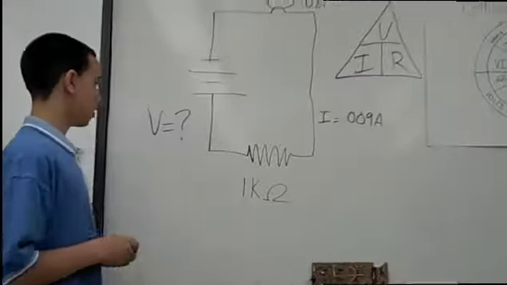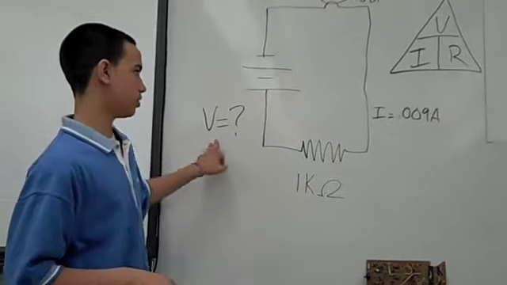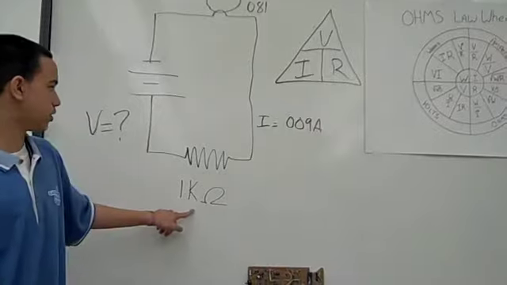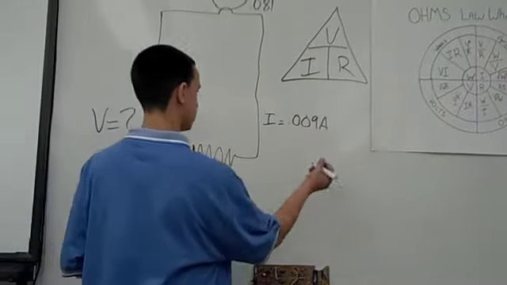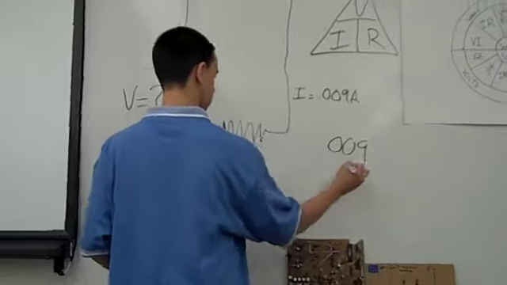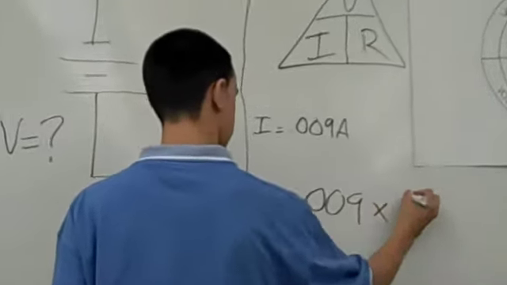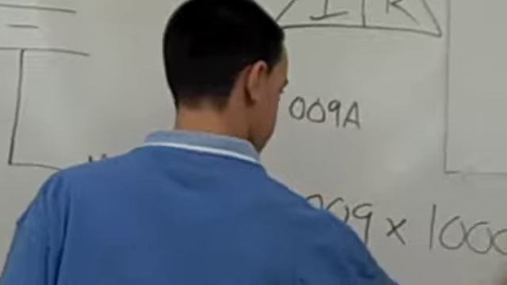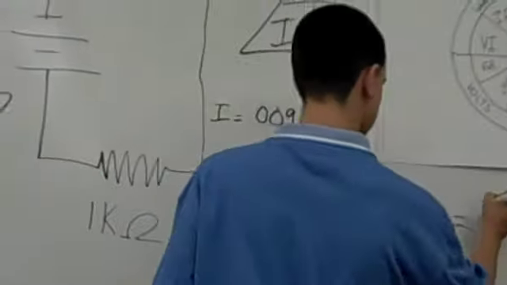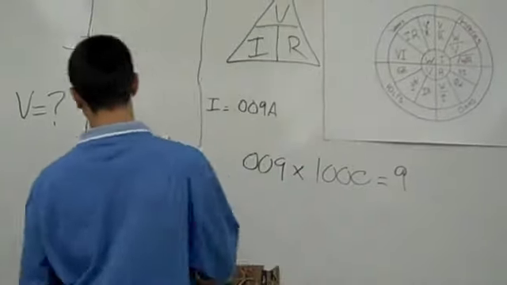Okay. Alright, so now we're looking for voltage, which we do I, which is current, times resistance. It will give you voltage, which is 9 volts.